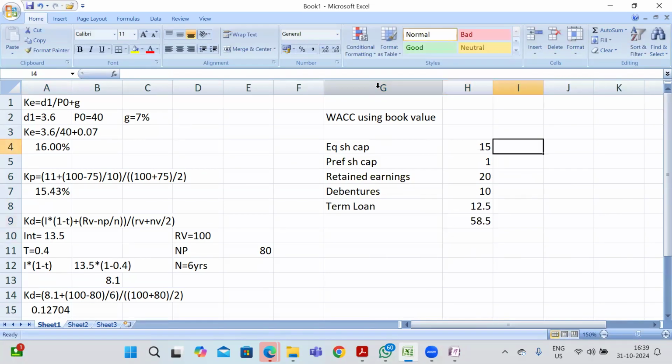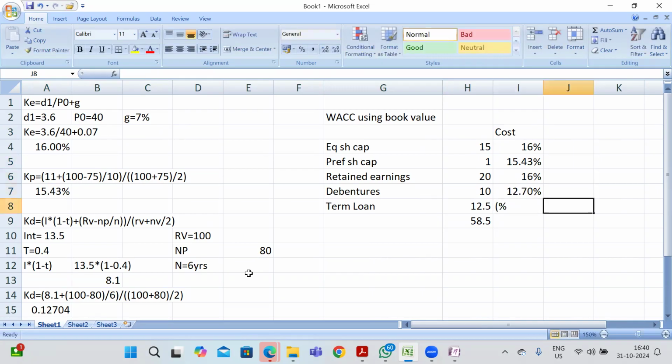So now I'm going to apply weight. You can do it in either way. You can straight away calculate WACC, or you can calculate weight and then do it. Whatever method you want to follow, you can do that. My cost for equity is 16%. For preference shares, it is 15.43%. For retained earnings, I will be applying the cost of equity itself, that is 16%. For debentures, it is 12.7%. And for term loan, it is 9%.